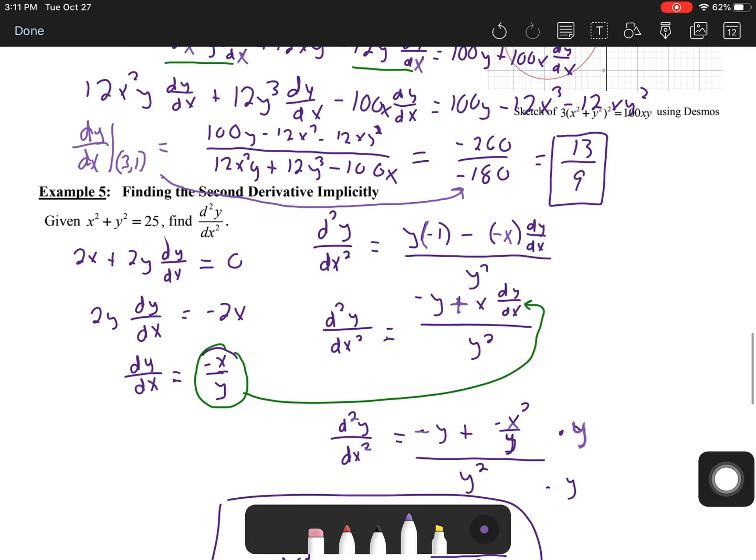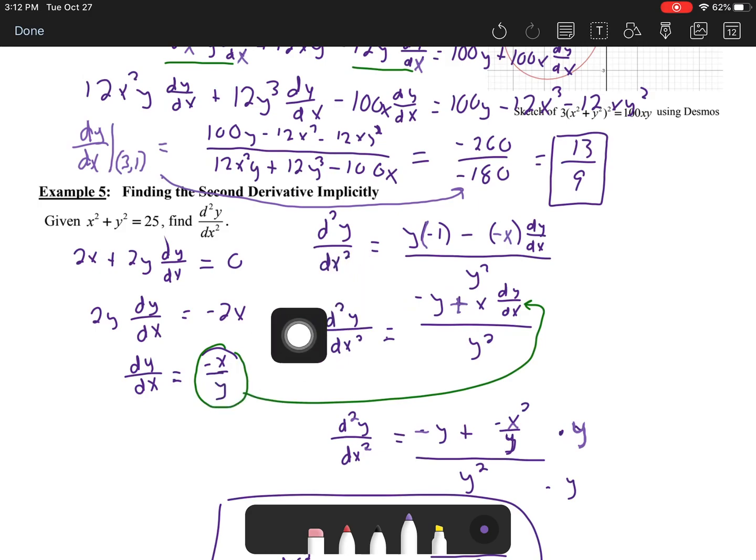Okay. One other thing for this video is finding a second derivative implicitly. So for this one, we have an equation. This would be an equation of a circle, and we do that derivative. We get 2x plus 2y dy dx equals 0, because we're doing derivative of 25 is 0. Okay, and then we're going to divide out the 2y, and we end up with negative x over y, right? All right, so this is where I'm at right now.